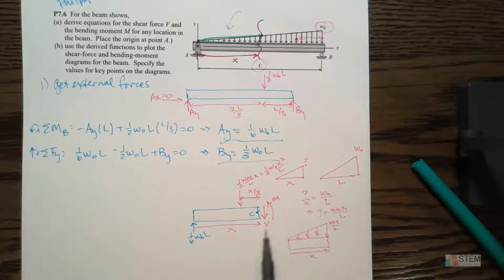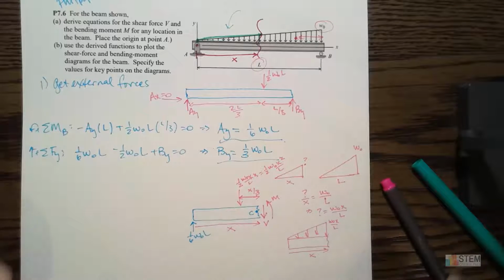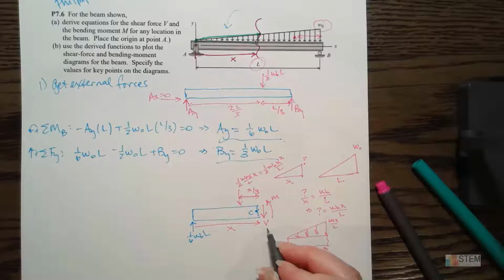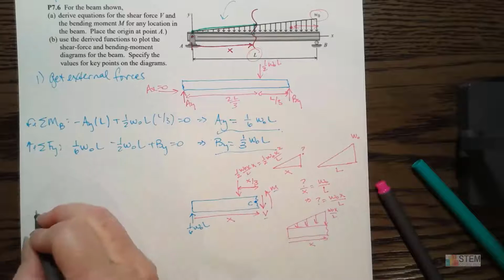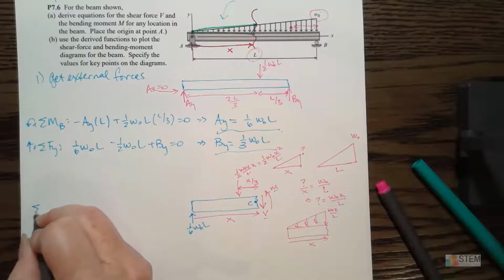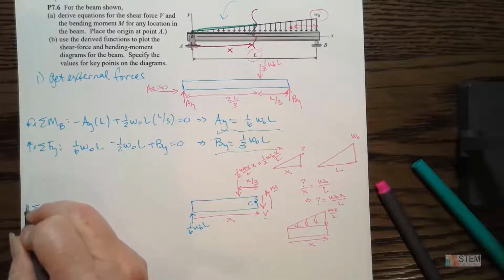So this is going to be what you're going to have anytime you have this left-hand section. If you use the right-hand section, these would be reversed. But I always use the left-hand section just because I think it's easier. So that will be our diagram right there. Now we want to get V and M, right? We want equations of those as functions of x. So let's go ahead, we're going to do just regular equilibrium equations again.